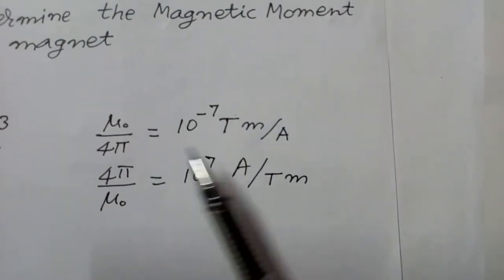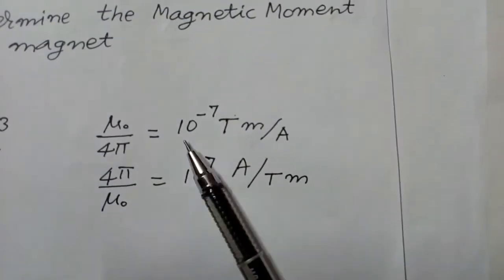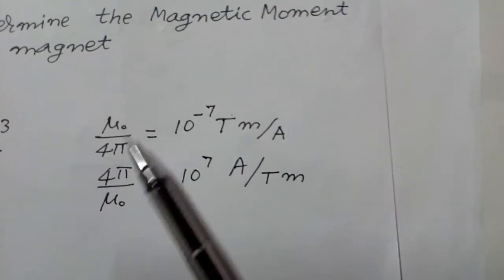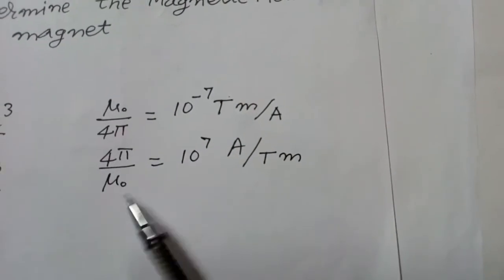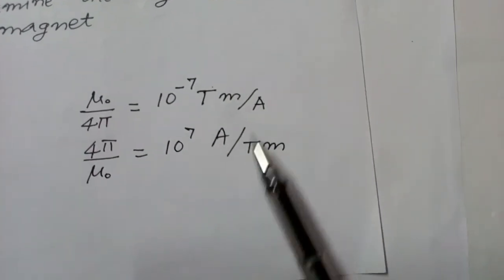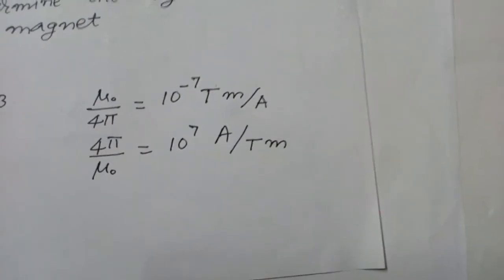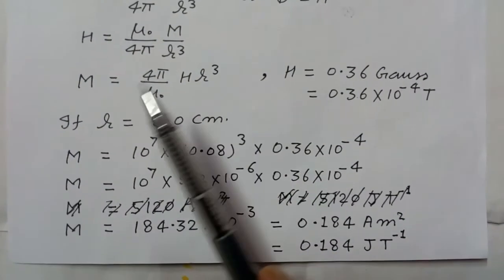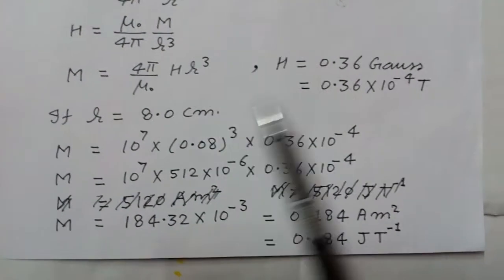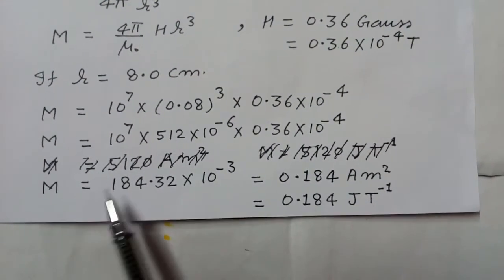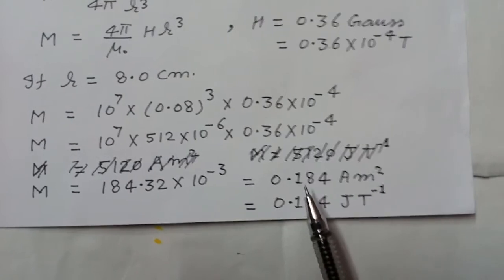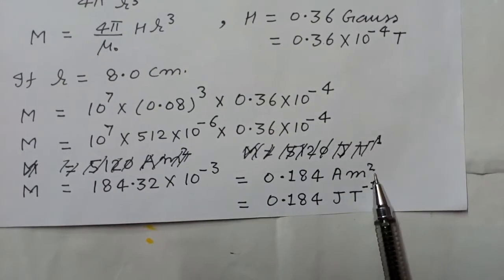For air or free space, mu naught is equal to 4 pi into 10 to the power minus 7. So mu naught upon 4 pi is equal to 10 to the power minus 7 Tesla meter per ampere. Therefore 4 pi upon mu naught is equal to 10 to the power 7 ampere per Tesla meter. So substitute this value in this formula and solve it. You will get M is equal to 0.184 ampere meter square.